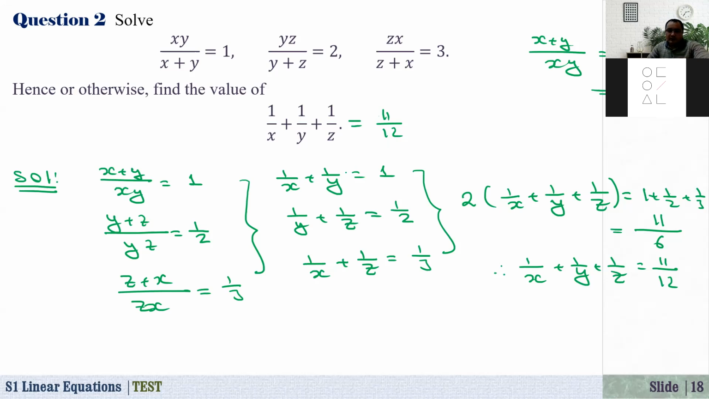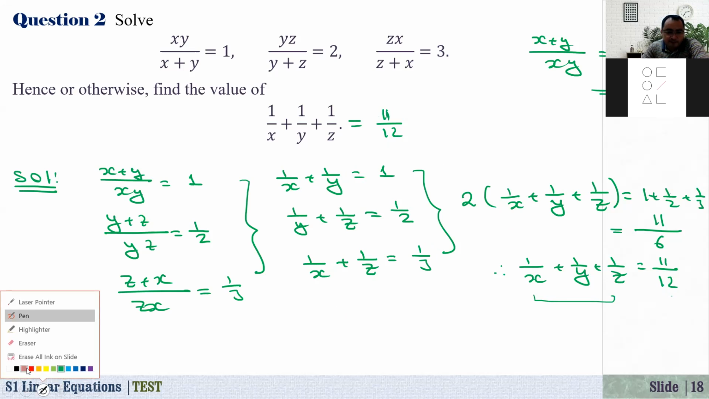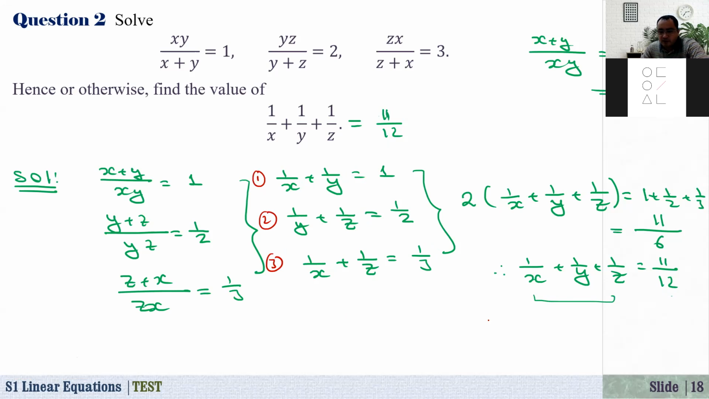So now, again, how do you solve this? Actually, it says solve, and we have already done the second part. And the first part, how do you do this? You see here, 1 over x plus 1 over y plus 1 over z is equal to 11 over 12. So if you just subtract the first equation from this, let me write the first equation, the second equation, third equation. So what is this? 1 over x plus 1 over y is equal to 1.